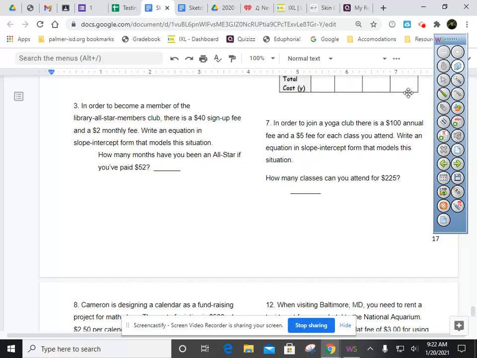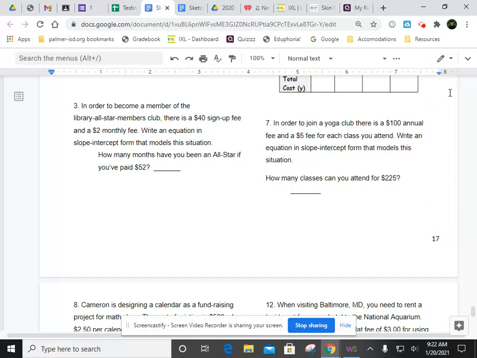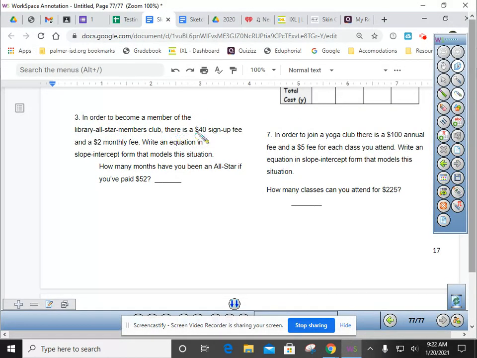In order to become a member of the Library All-Star Members Club, there is a $40 sign-up fee and a $2 monthly fee. Write an equation in slope-intercept form that models the situation. Who would like to try that?